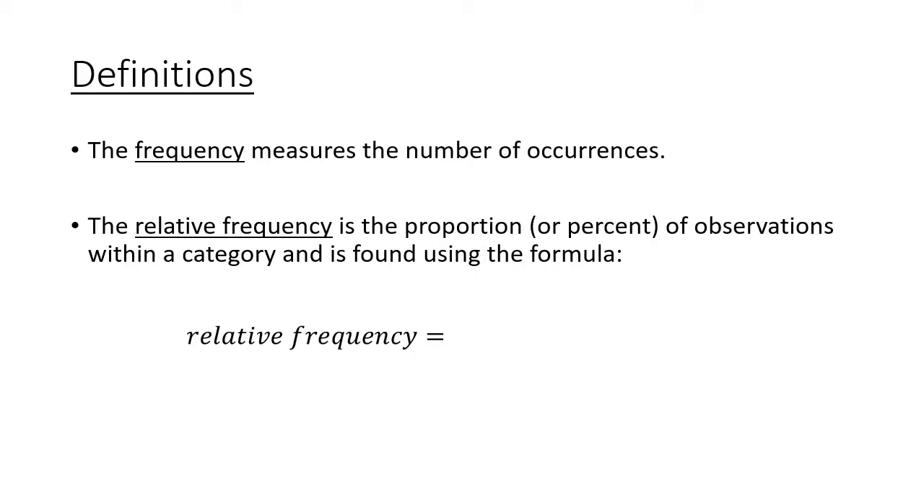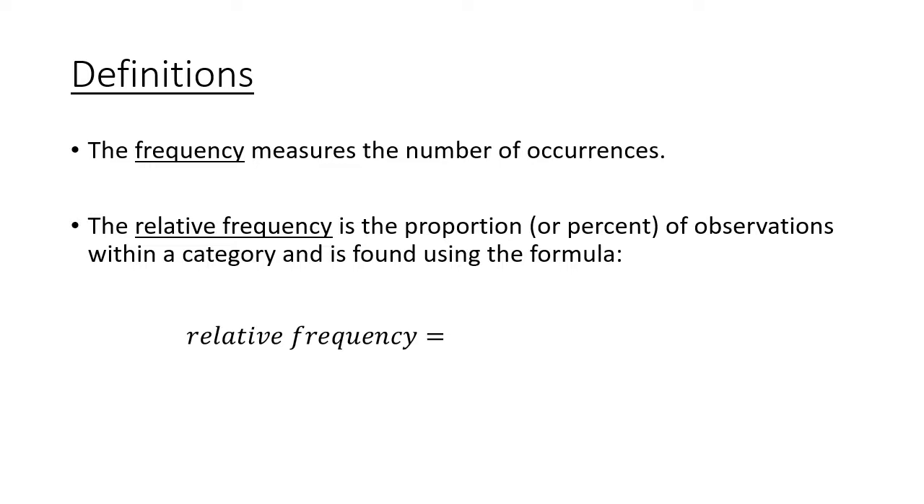So a few definitions to get started with. First of all, frequency. When we say frequency, that just means the number of times something occurs. The relative frequency is the proportion, or sometimes we give that proportion as a percent, of the observations within a particular category.